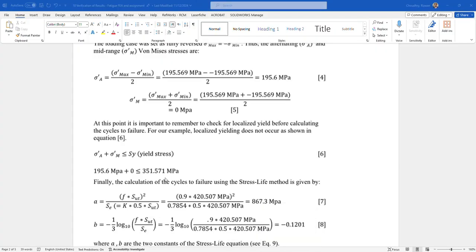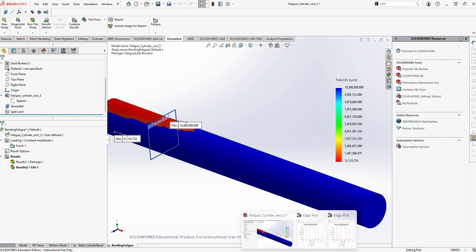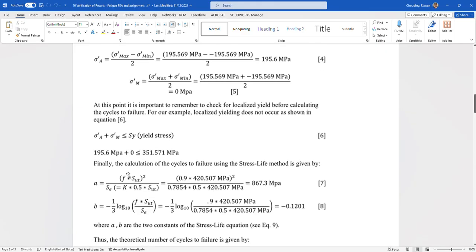If you are unsure where I got this value, it is actually coming from here, from SolidWorks, for the material that we use. So it was 351.57. With that number being compared, meaning that we are well below the yield stress of the material, we can proceed with the analysis.